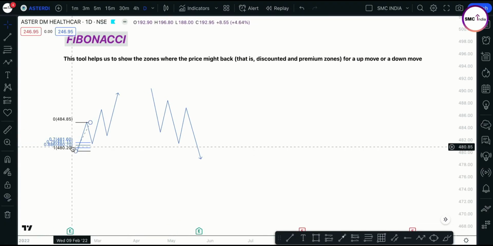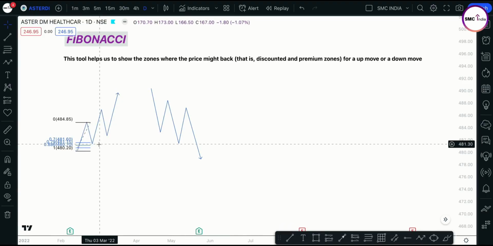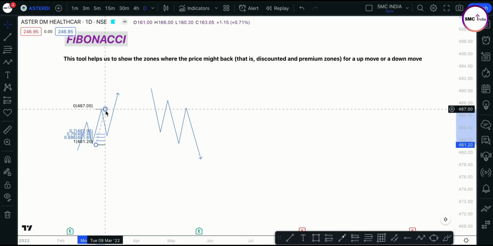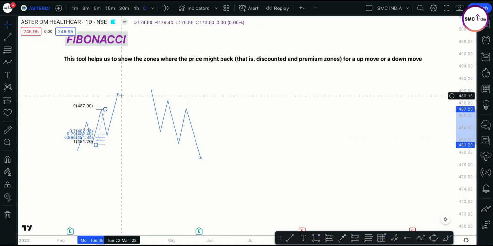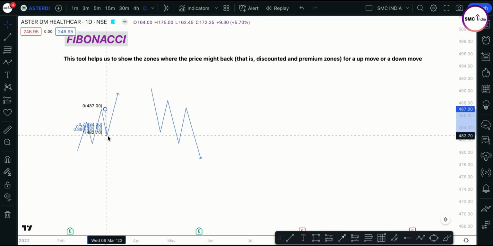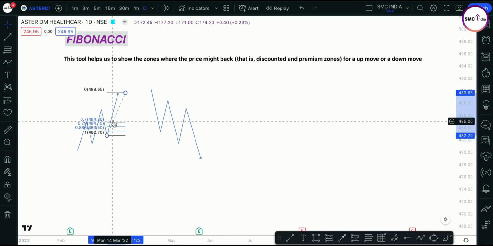So you can see here that for this move, it comes back to this discounted price and shoots up again. Again, it comes back to this zone, again shoots up, and what we expect is that the price comes back again to this discounted price here and then shoots down again.